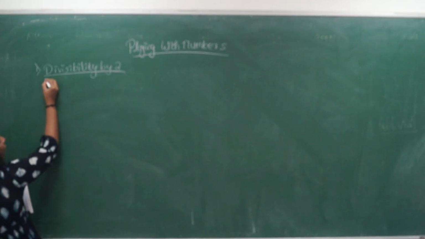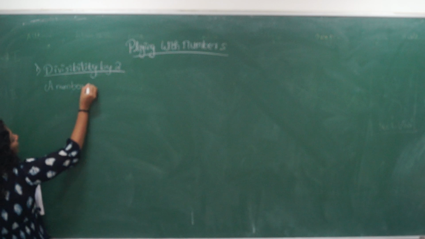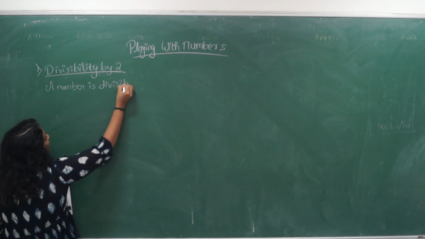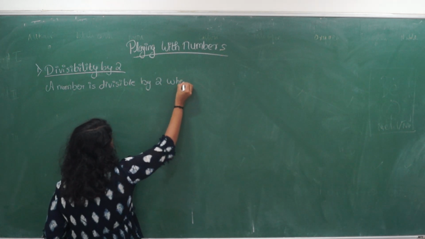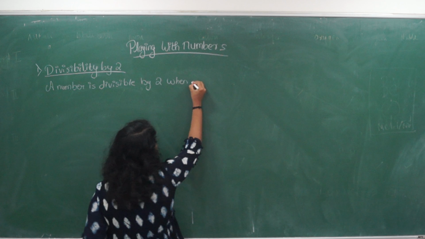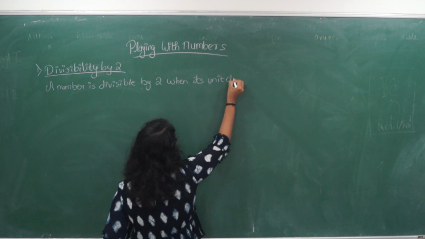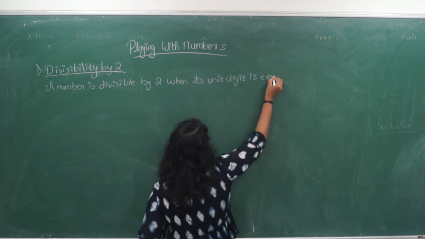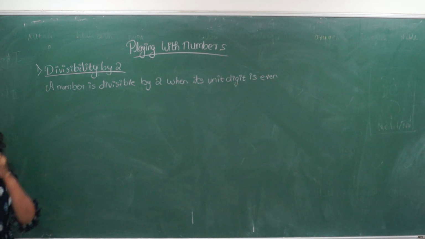कब बोल सकते हैं हम लोग? A number is divisible by 2 when its unit digit is even. Give example. 2, 4, 6. Okay. 10 divided by 2. ठीक है?